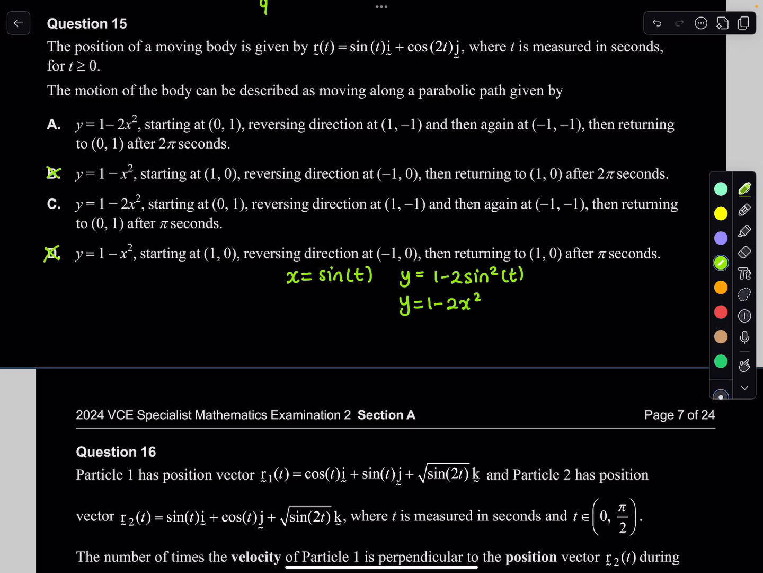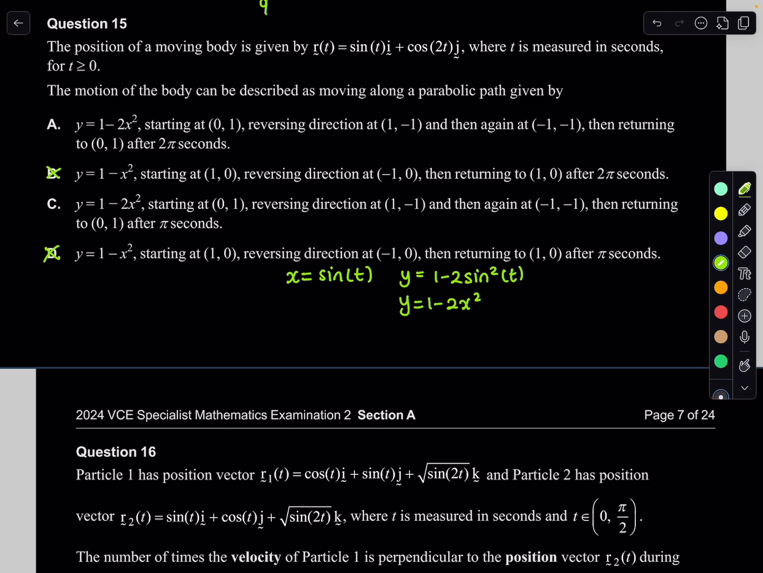Now, let's see what's the difference between A and C. A says the same equation. It starts at (0, 1), which both do, and they reverse the direction at (1, -1), and then again at (-1, -1), and then they return to (0, 1) after pi seconds. The other one is 2 pi. So the difference is that the times are different here.